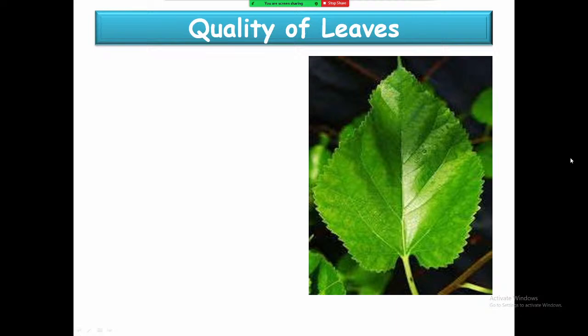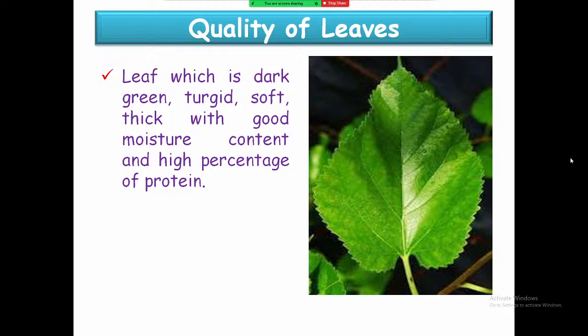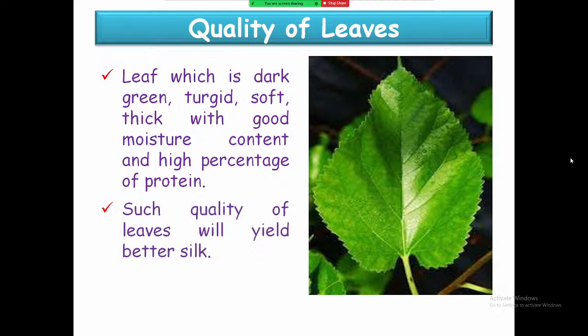Then the quality of leaves. Which quality leaves are used for feeding? Leaves which are dark green in color, turgid, soft, thick, with good moisture content and a high percentage of protein are most preferred by the silkworm for feeding, and can give better silk yield. So you should select leaves which are dark green, turgid, soft, thick, with good moisture content and high protein.